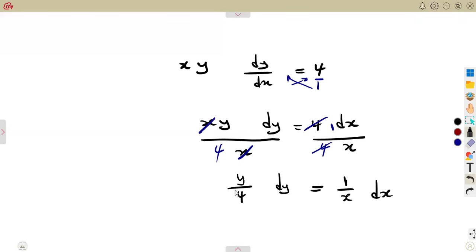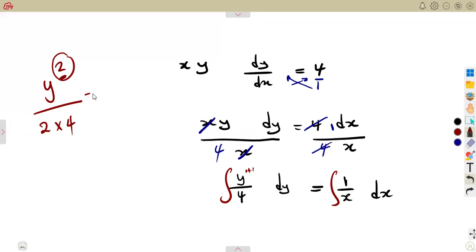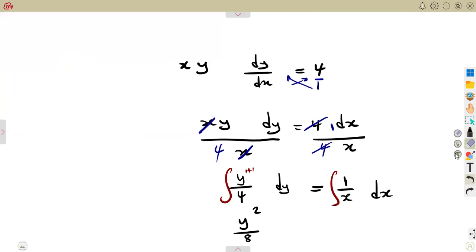This is what you are used to. So you can integrate, guys. Integrate both sides. That's a y plus 1. We add a 1, so that will be y squared. So this is y squared over, remember, you're supposed to divide by the new exponent, which is 2. But already there is a number in the denominator, which is 4. So it's going to multiply by 4. So that will be y squared over 8. So in this case, we are going to obtain y squared over 8, which is equal to what?